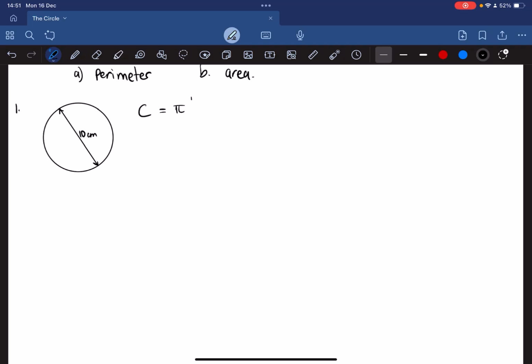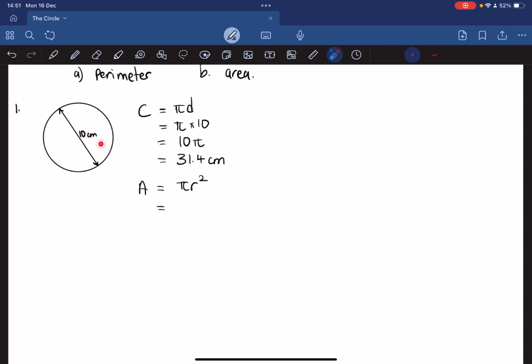And we know that C is equal to pi d, that is equal to pi multiplied by 10, and we get our answer as 10 pi. We can actually get the actual value in decimal form, and that would give us 31.4 centimeters. And then to find the area, we're going to say pi r squared is equal to the area of the circle. And our radius is always half of our diameter.